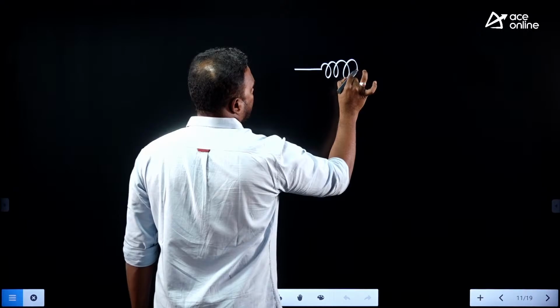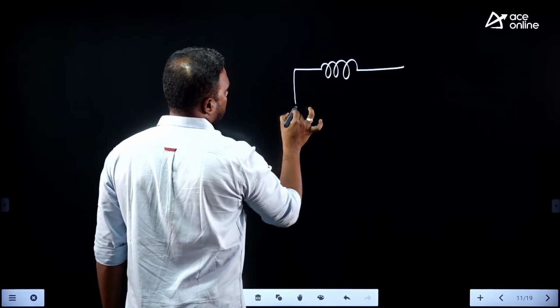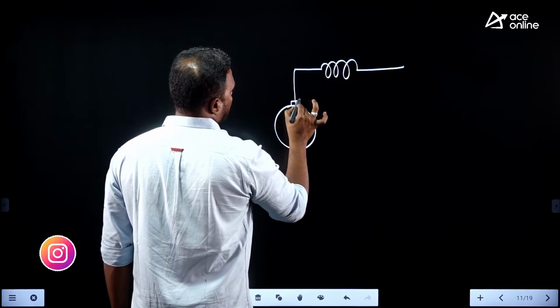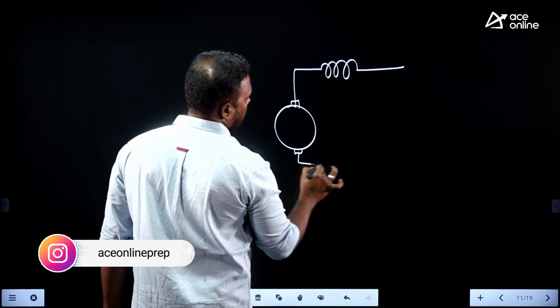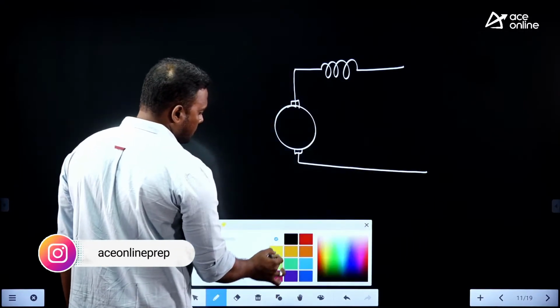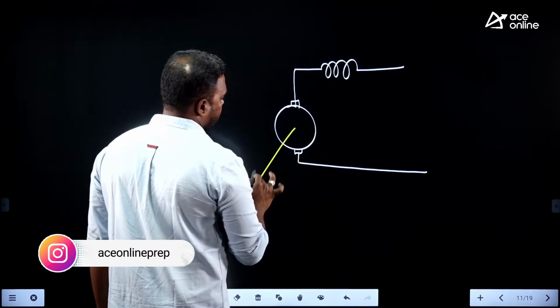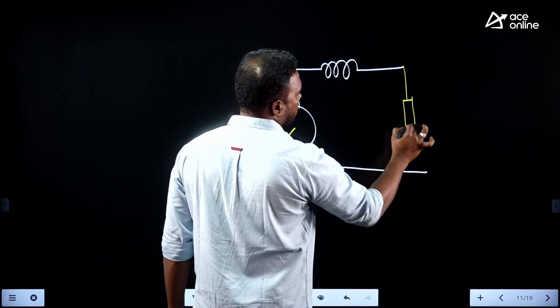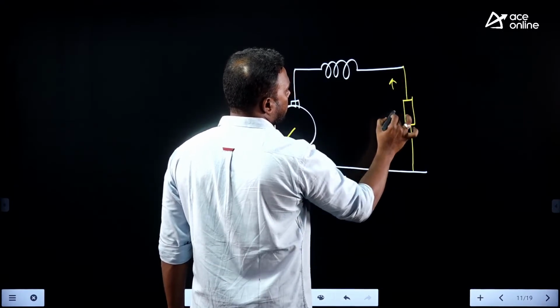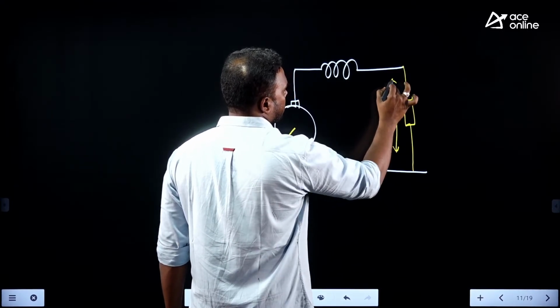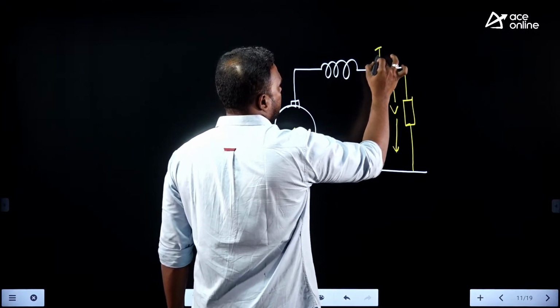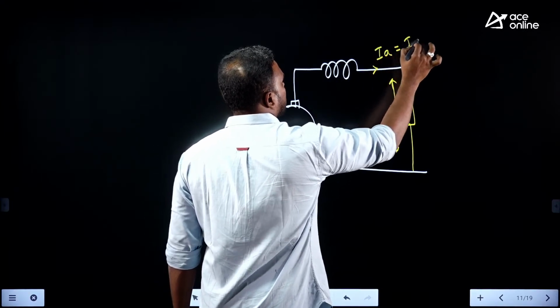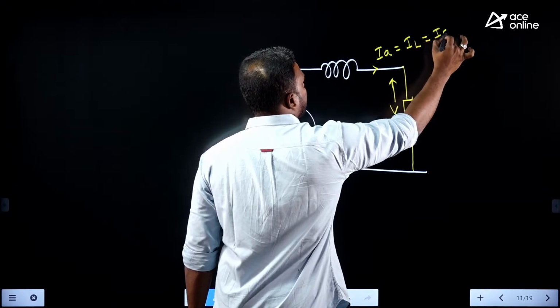The field winding is connected in series with the armature like this. This is the field winding connected in series with the armature. Load connected. This is terminal voltage V, current Ia. So here load current, armature current, field current, everything is the same.